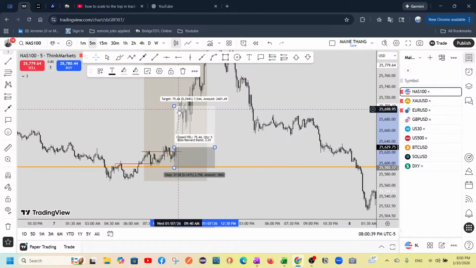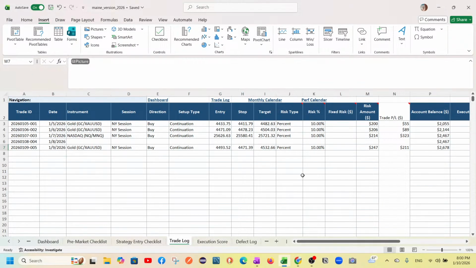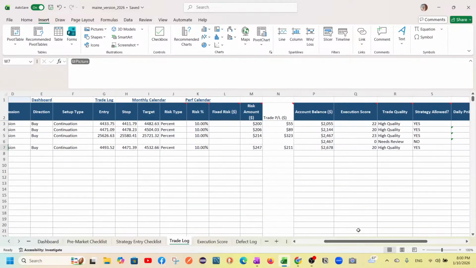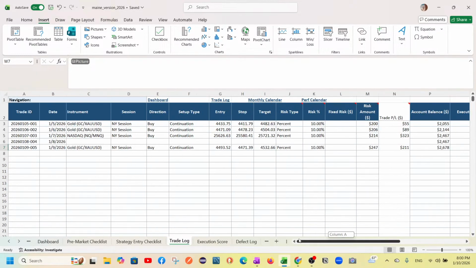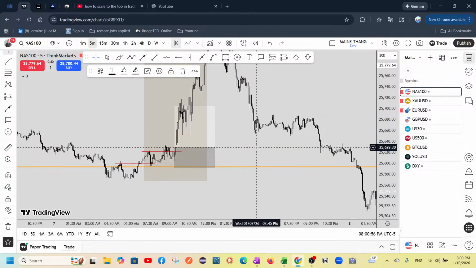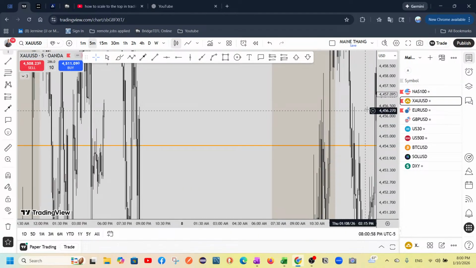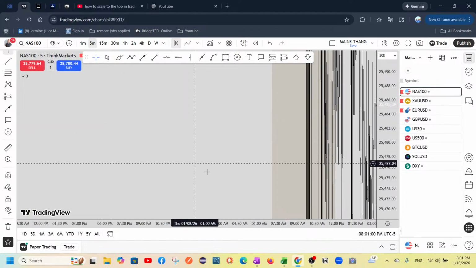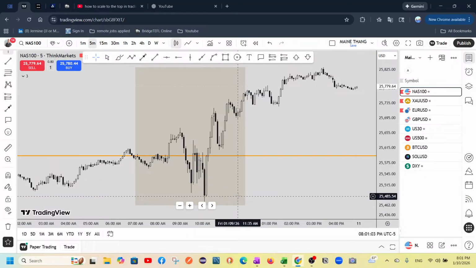We exited around this area right here, right? And so our profit was 323 that day. And then Thursday was a no trade day. I think it was, yeah. Nice. Let me see.